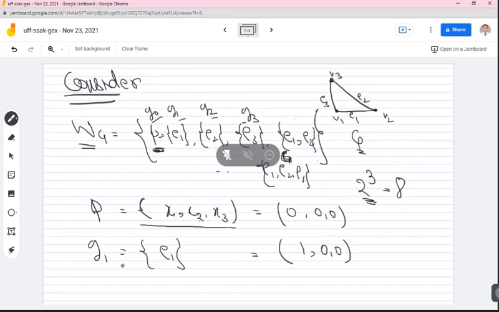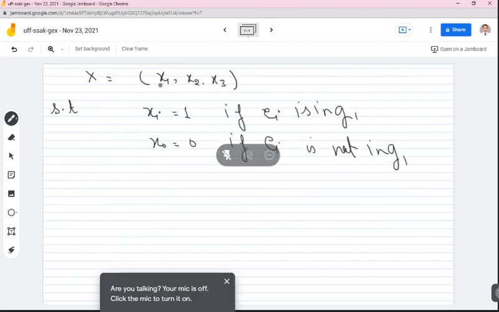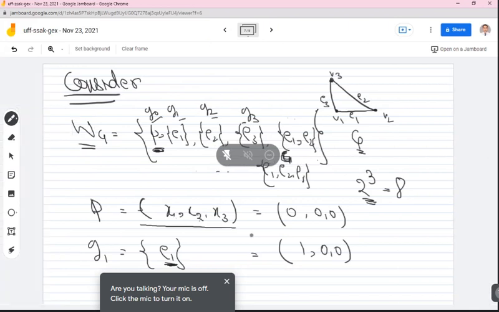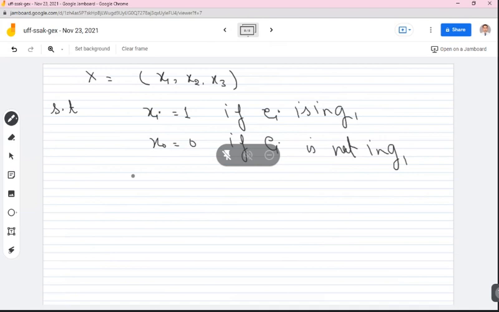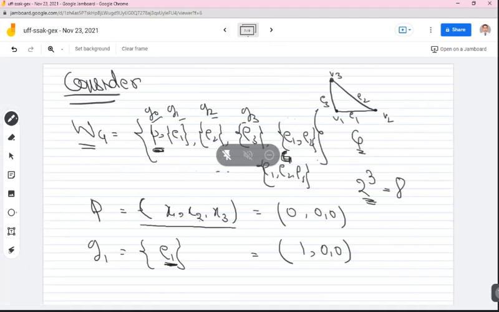And in this case you can see that G1 has only one edge, E1. So in the triplet x1, x2, x3, this edge E1 is given here, so I will write here 1, and there are no other edges in this graph G1, so I will write here 0, 0. Okay.